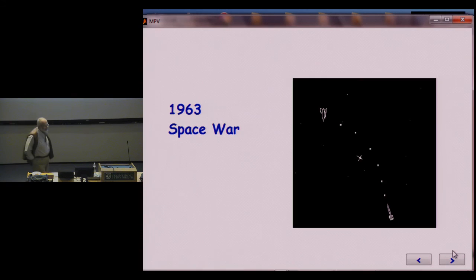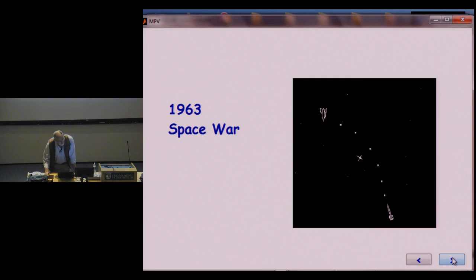He programmed one of the world's first video games. This is Spacewar. You could manipulate the sense switches and change the orientation and the thrust on these rockets. There's a sun in the middle that attracts the rockets, and you shoot missiles at the other rocket.